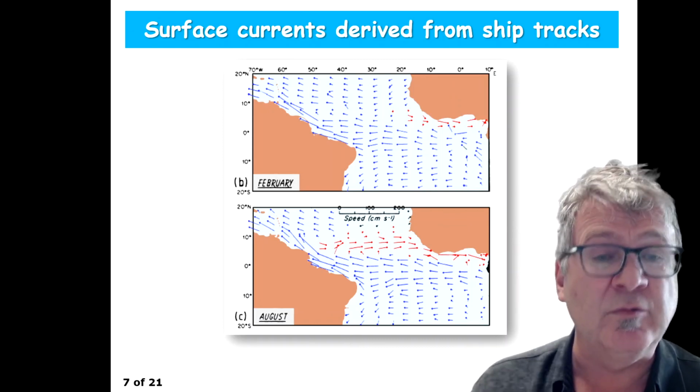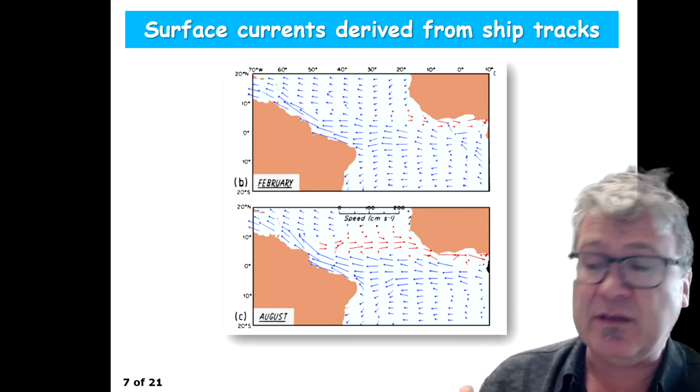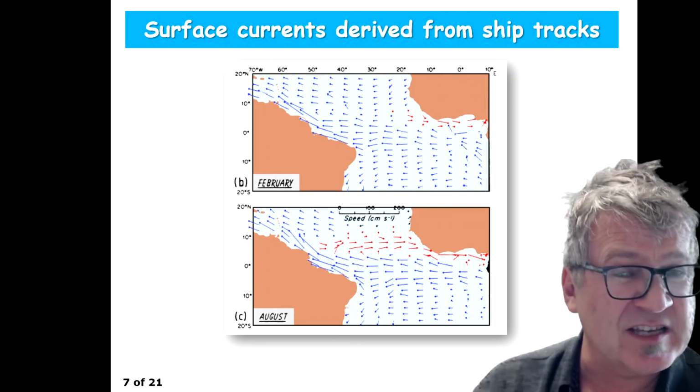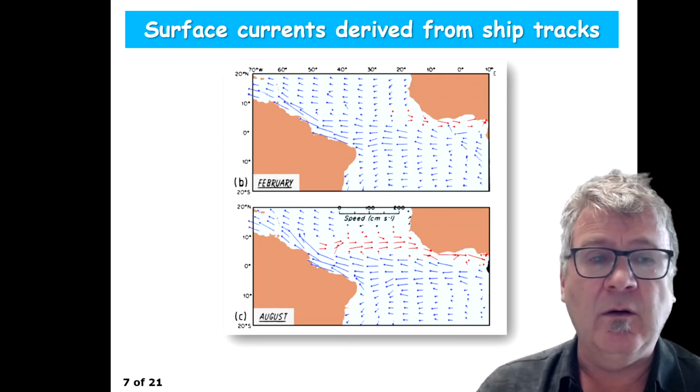Anyway, so you can do quite a bit from ship tracks, in particular if you're in the equatorial region where you don't have detailed methods that you can use to derive currents, satellites. Okay. All right.